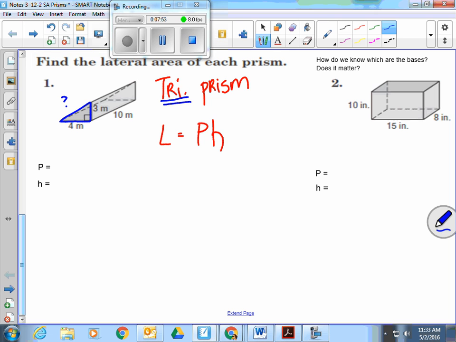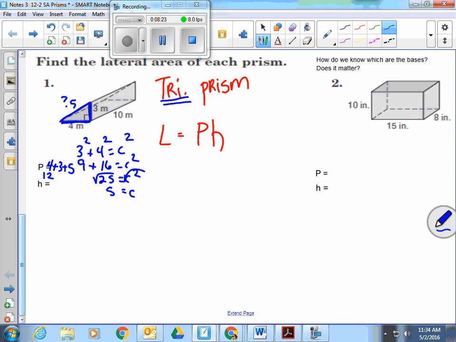Pythagorean theorem. Absolutely. 3 squared plus 4 squared equals c squared. 9 plus 16. That's 25. Take the square root. That means that this other side over here is a 5. So what is 4 plus 3 plus 5? Because that's how I would find the perimeter. It would be 12. Very good.